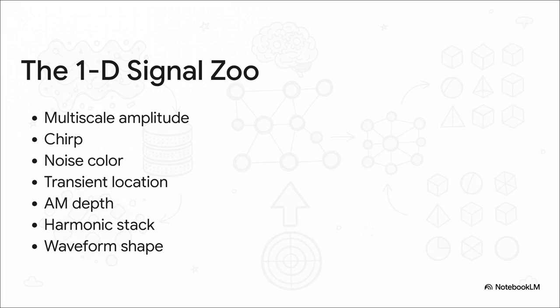To really push USDF to its breaking point, the researchers didn't just test it on one type of data. They built an entire zoo of 7 synthetic 1D signal datasets that covered distinct structural categories. You've got multi-scale amplitude, which the model was natively built for, but then they threw in a chirp for frequency sweeps, noise color for spectral slopes, and transient location for temporally localized bursts. Then came the 3 datasets that completely broke the model. AM depth, representing envelope modulation, harmonic stack for spectral count, and waveform shape to test identity across sine, square, or triangle waves. It was the ultimate algorithm stress test.